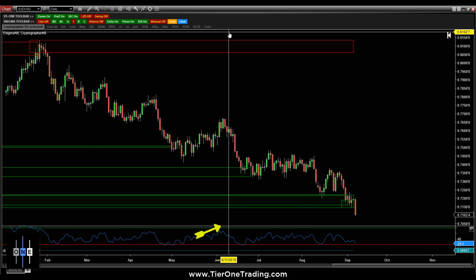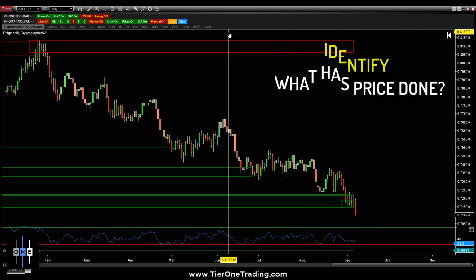But you can see that the green box here represents a previous level of major structure support. And if we walk through that IPDE process, I want you to walk through it with me, right? First step, identify. So looking at your chart right now, what do you identify? What do you notice? What has price recently done? If you said violated previous structure, you are correct. Give that man or woman a prize, right? We have violated a previous level of structure.